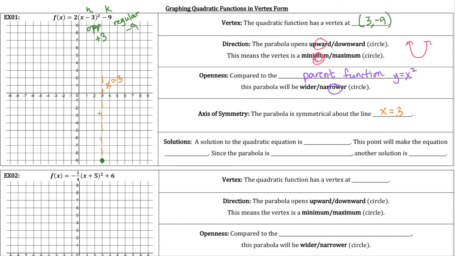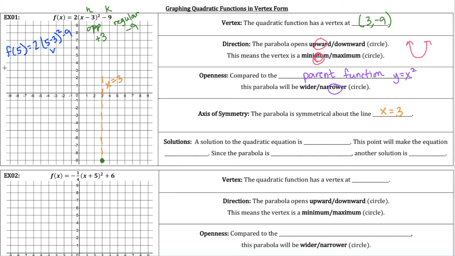So a solution. So you know how this is positive 3? Well, let's pick a point like maybe to the right. Let's pick like 5. Let's choose 5 for x. So f of 5 equals 2 times (5 minus 3) squared minus 9.